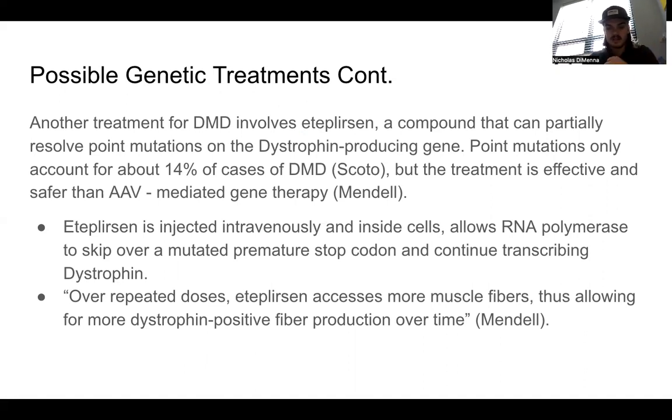Over repeated doses, eteplirsen accesses more muscle fibers, allowing for more dystrophin positive fiber production over time, meaning that as we do more doses, we see a gradually increased response and more dystrophin produced. There are also significantly fewer side effects associated with this treatment. That's not to say the other treatment isn't going to help slow the progression as well. Clinical trials are still happening for both. So we're going to just play the waiting game until we know whether or not Tim has a point mutation and go from there.